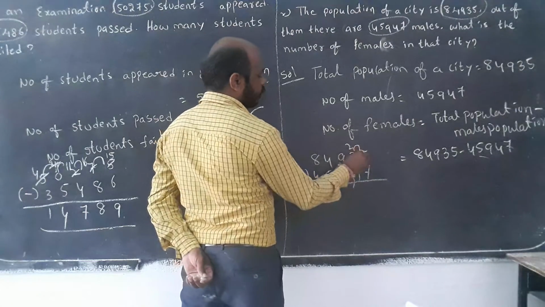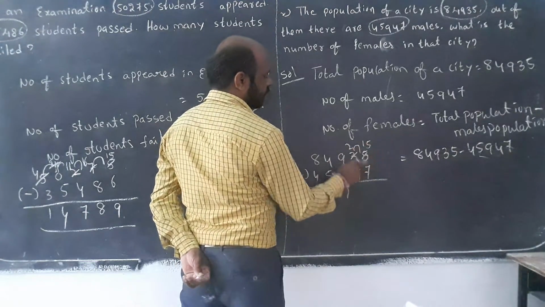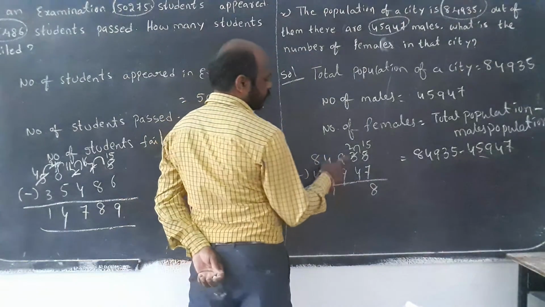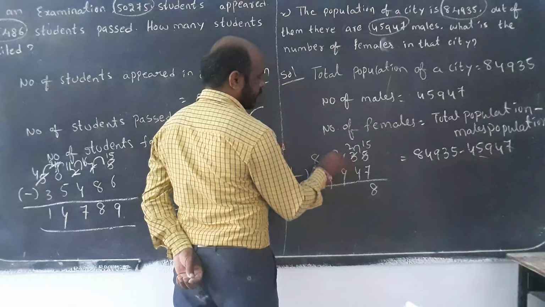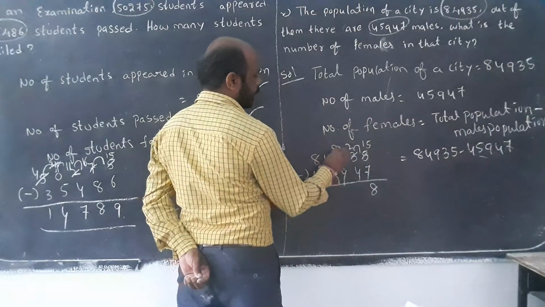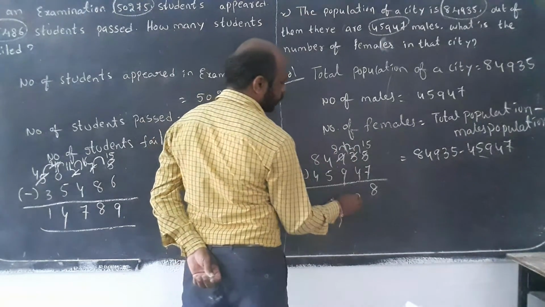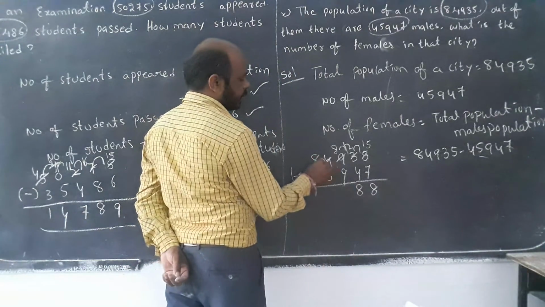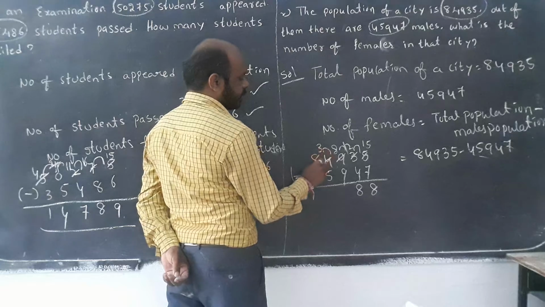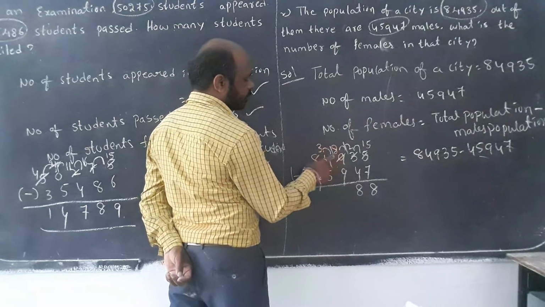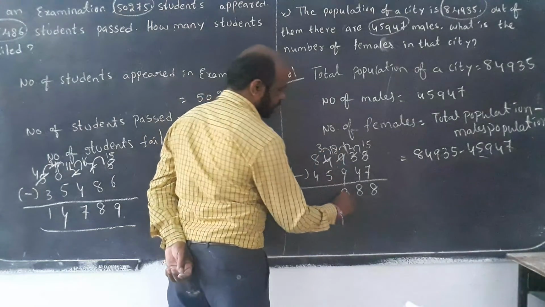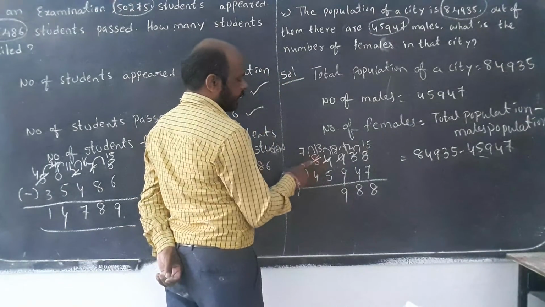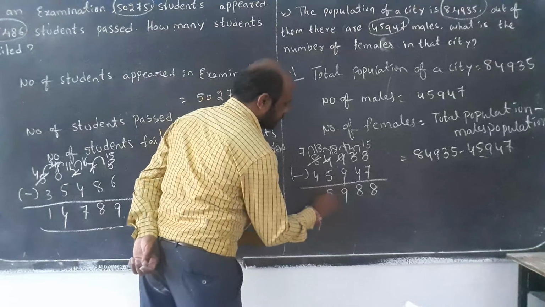3 becomes a 2, 5 becomes 15. 15 minus 7 is 8. Then we can't remove 4 from 2, so borrow: 9 becomes 8, 2 becomes 12. 12 minus 4 is 8. Again we can't remove 9 from 8, so take a borrow: 4 becomes a 3, 8 becomes 18. 18 minus 9 is 9. Again we can't remove 5 from 3, so borrow from here: 8 becomes 7, 3 becomes 13. 13 minus 5 is 8.